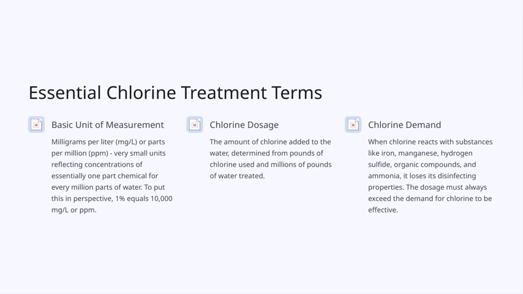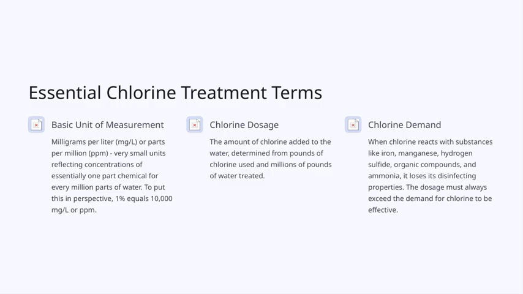To give you a sense of scale, 1% equals 10,000 mg/L or ppm. So we're talking about tiny amounts, but even these small quantities are crucial for proper treatment. Next, we have chlorine dosage. This refers to the amount of chlorine we add to the water. It's usually determined by considering the pounds of chlorine used and the total millions of pounds of water we're treating. Getting this right ensures effective disinfection without overdoing it.